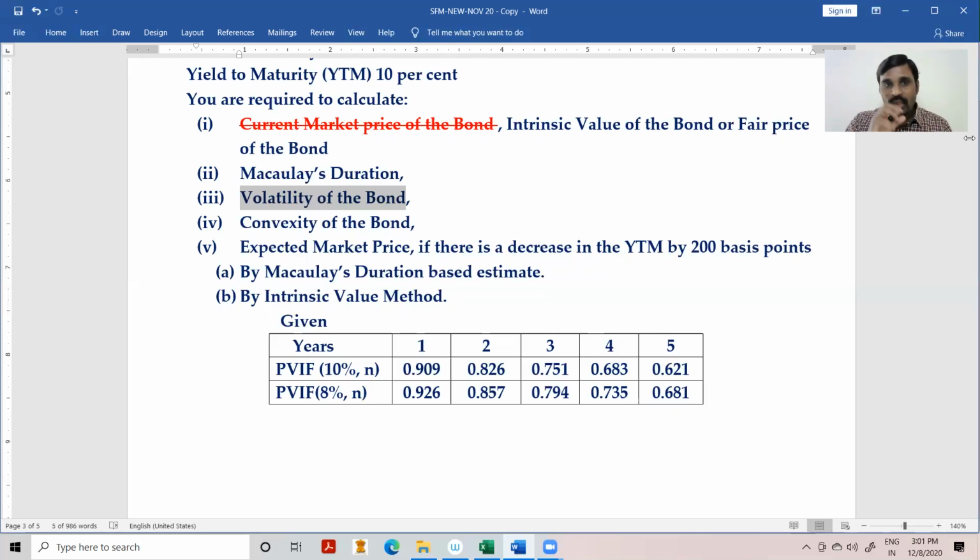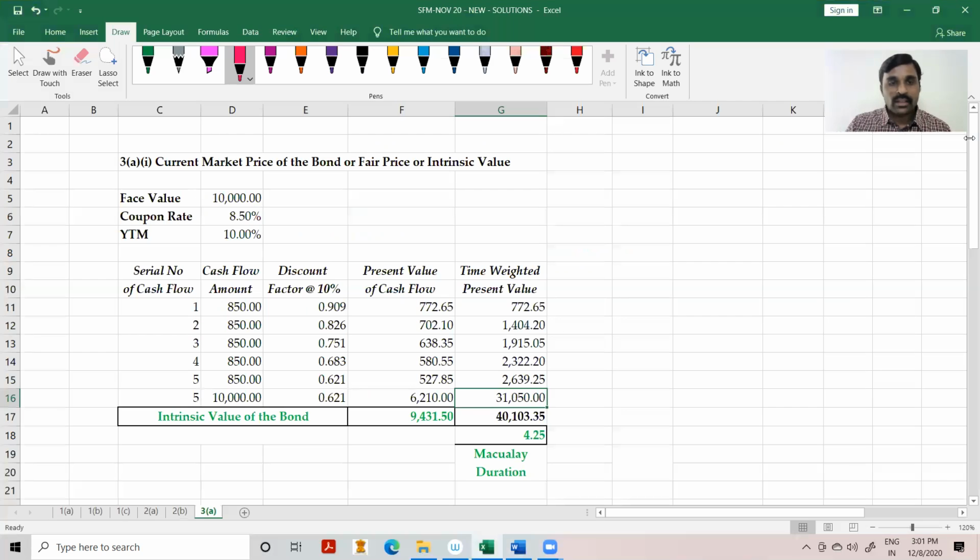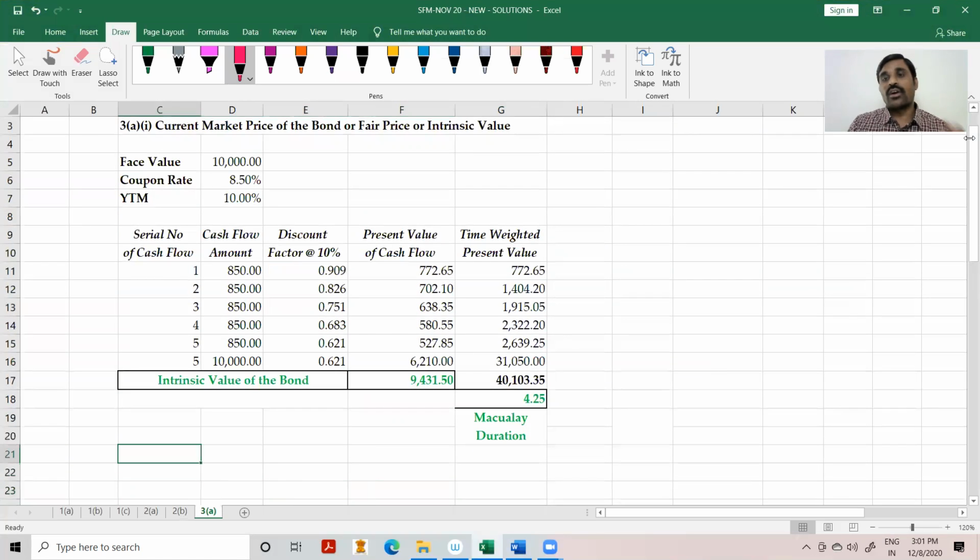Therefore, the more my investment is exposed to market fluctuations and market volatilities for a longer period, the more the chances that my bond also faces volatility. So the greater the duration of the bond, the greater the volatility, and accordingly the greater the risk. So what is the modified duration or volatility? Volatility is also called modified duration.